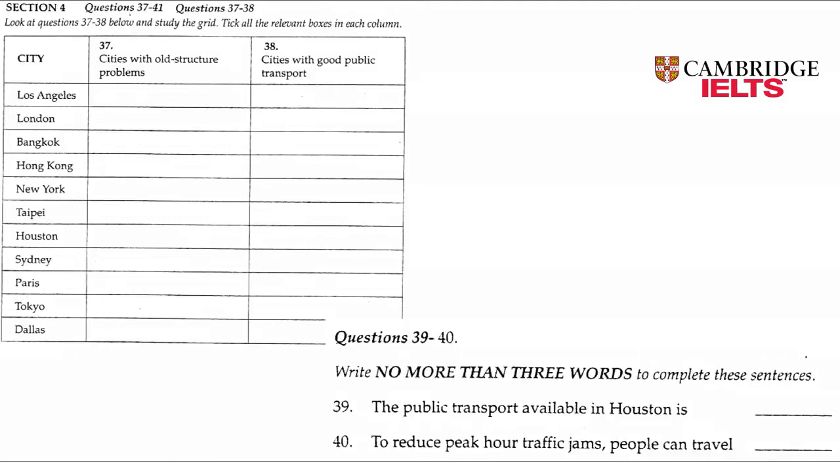Notably absent from this discussion of cities with good public transport are the cities I nominated previously as not having old structure problems: Houston, Los Angeles and Dallas. Let's start with Dallas, a very wealthy city in Texas which has grown up in an era when cars were considered to be essential to move about.